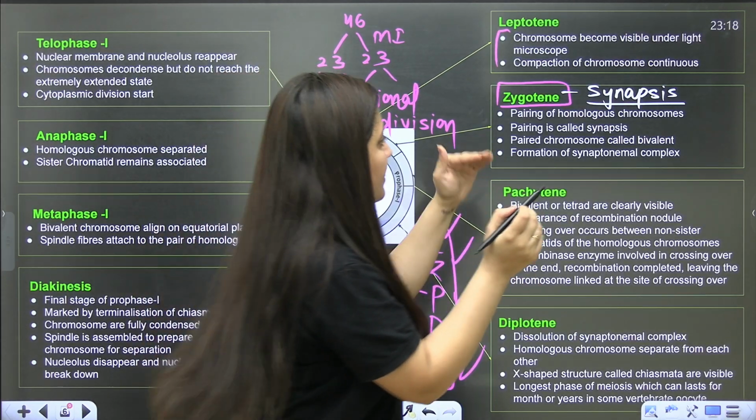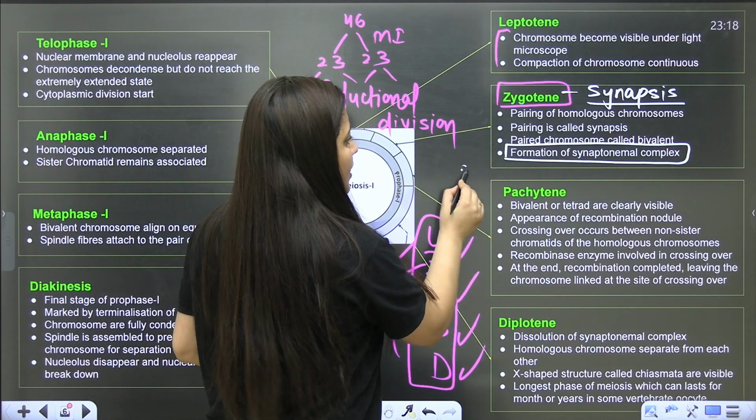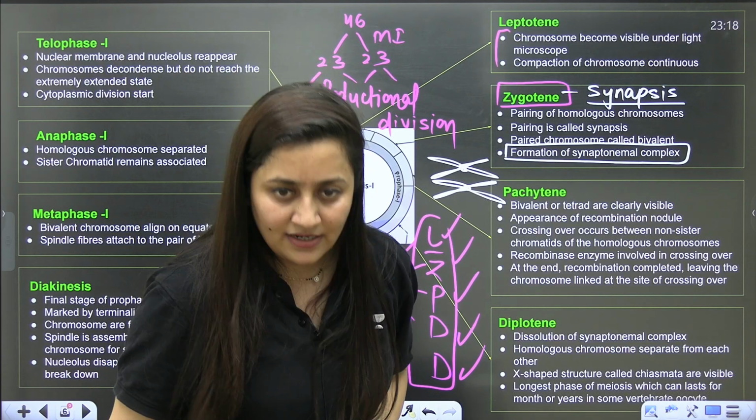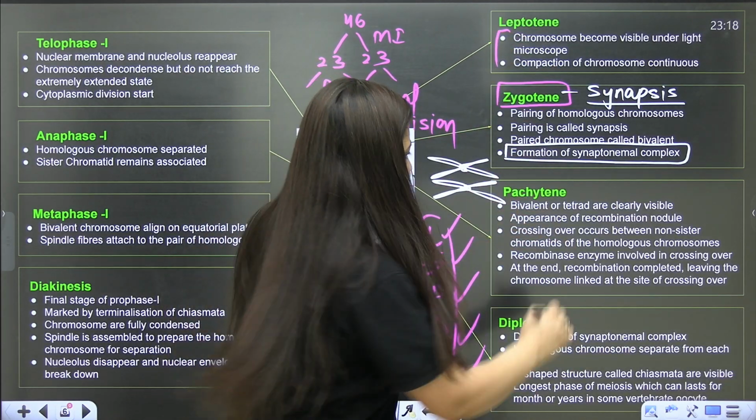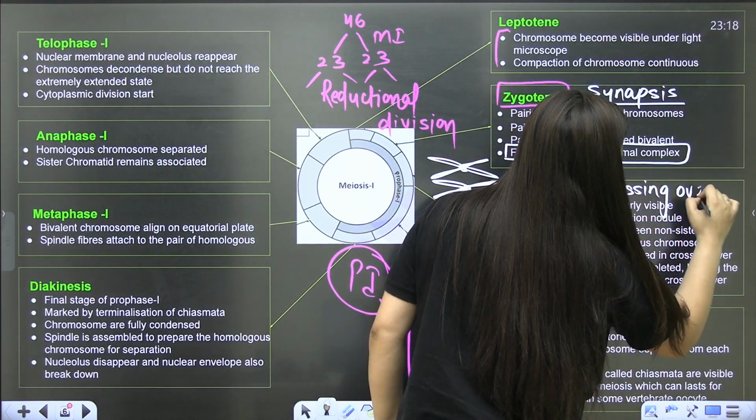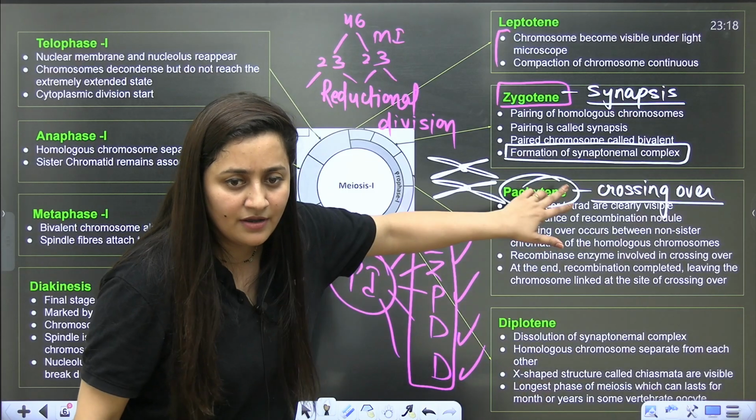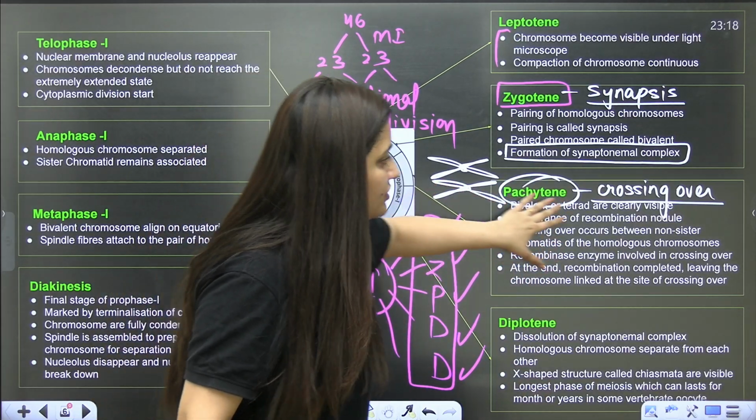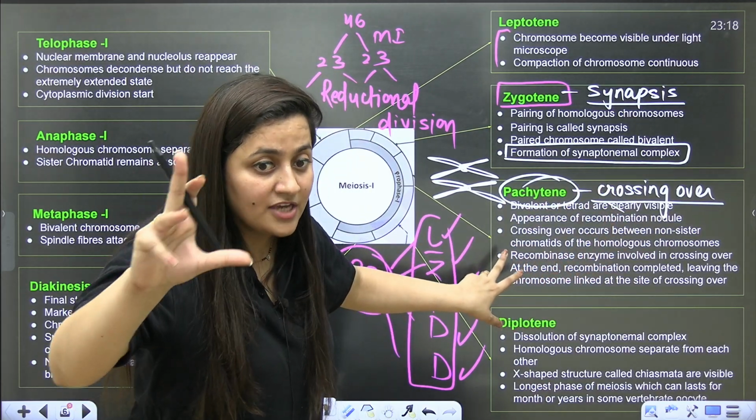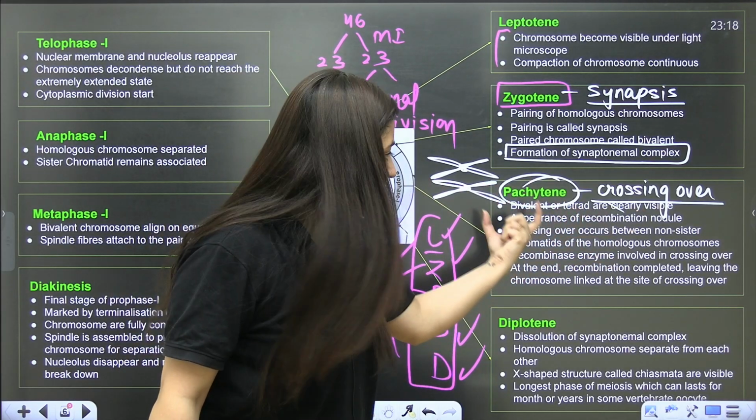And how will they be paired? Because the synaptonemal complex will form between them. By this time, you are going to call them a bivalent or a tetrad. Now, LZP, pachytene is the substage where crossing over will take place. This is what you need to remember. These one-liner questions are going to come in your NEET exam, so make sure you take a note of it. Bivalent and tetrad will be very clearly visible in the pachytene.